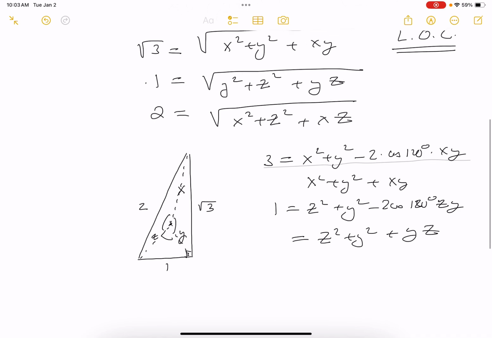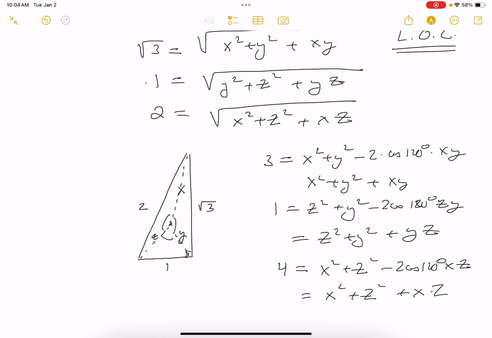Let's do the next one. It's already labeled for me. That's going to be 2 squared, which is 4. That's going to be x squared plus z squared minus 2 cosine 120 degrees xz. Does that give us what we want? It does. It gives us x squared plus z squared. And again, the cosine of 120 is minus 1/2, so you get plus xz. So everything's working out fine, by the way.